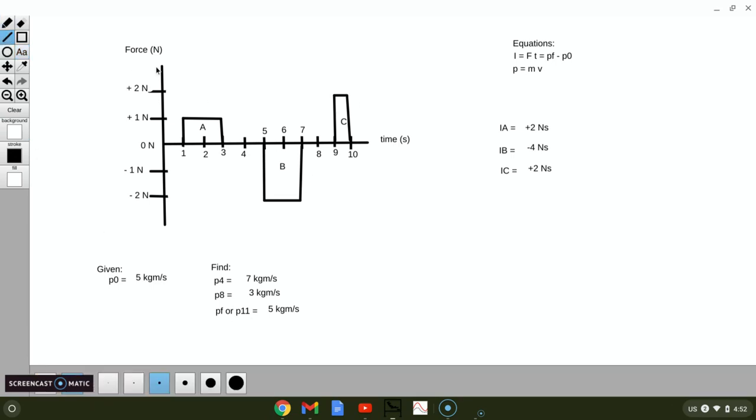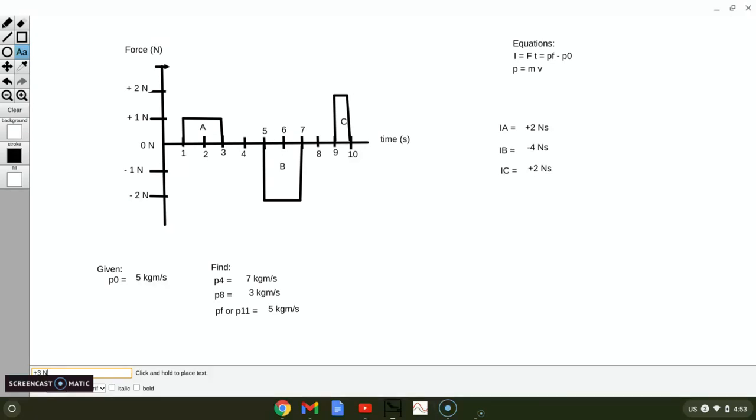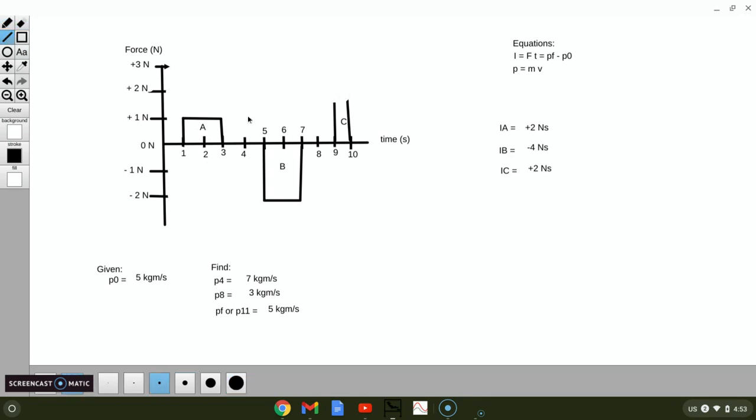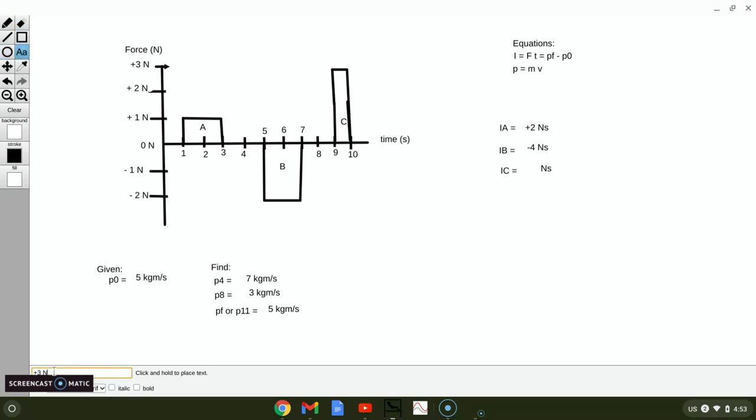All right, so I really don't like the fact that I did this. So here's what I'm going to do. I'm going to change my graph real quick, and I'm going to add 3 momentum up there, or +3 newtons. And I'm going to change my impulse C here. I need to turn my arrow off. I'm going to make it go up to 3, about right there, go over there and then come down. So what that's going to do now is change impulse C from +2 to a +3.